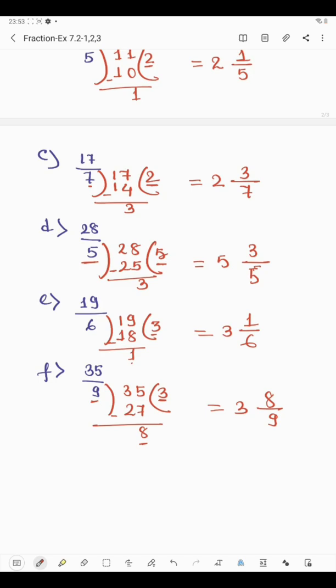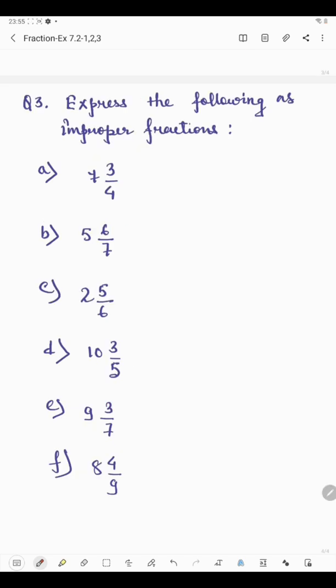Now coming to question number 3. Question number 3 says express the following as improper fractions. Now here this is given as a mixed fraction because this is the whole and this is a proper fraction because the numerator is smaller than the denominator. So when a whole number and a proper fraction are combined, it is known as a mixed fraction, right? Now we will convert this mixed fraction into an improper fraction.